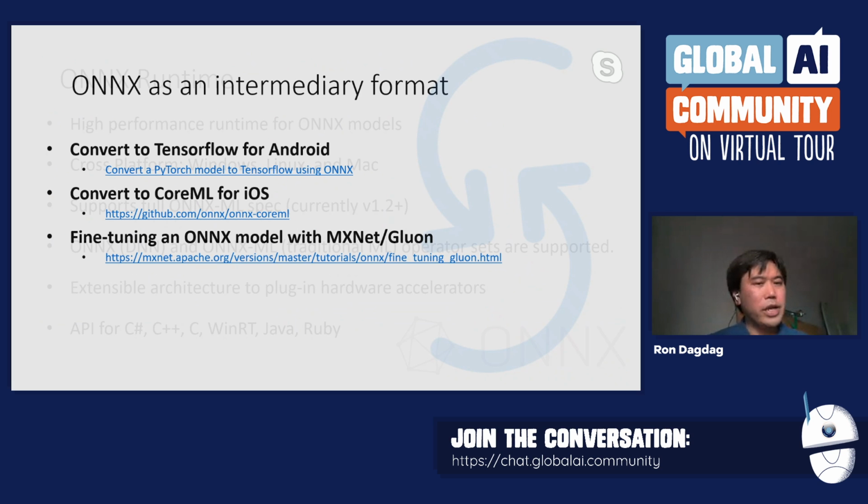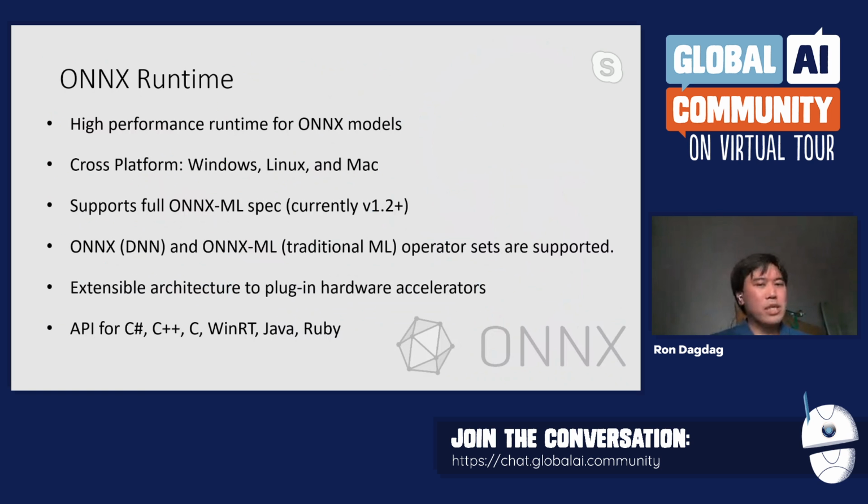Now we'll talk about the ONNX runtime. ONNX runtime is a high performance runtime for running ONNX models. It's performance focused. It's cross-platform. You can use it for Windows, Linux, and Mac. It supports ONNX ML, also meaning traditional machine learning operations, so it's not just limited to neural networks. And it has an extensible architecture with different hardware accelerators. And you'll see that more later.